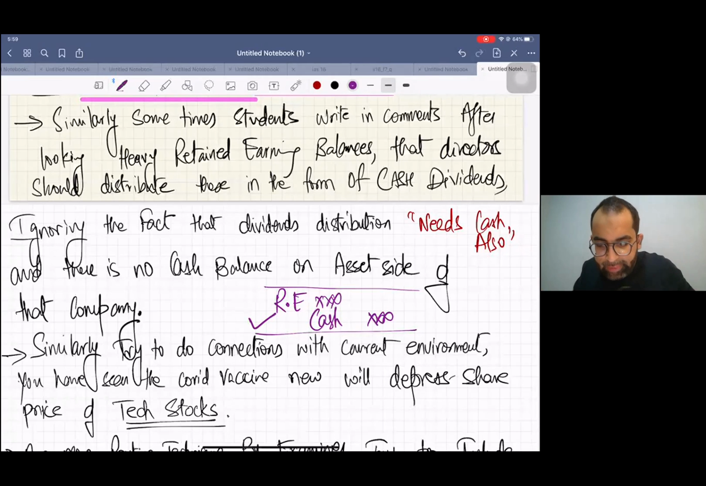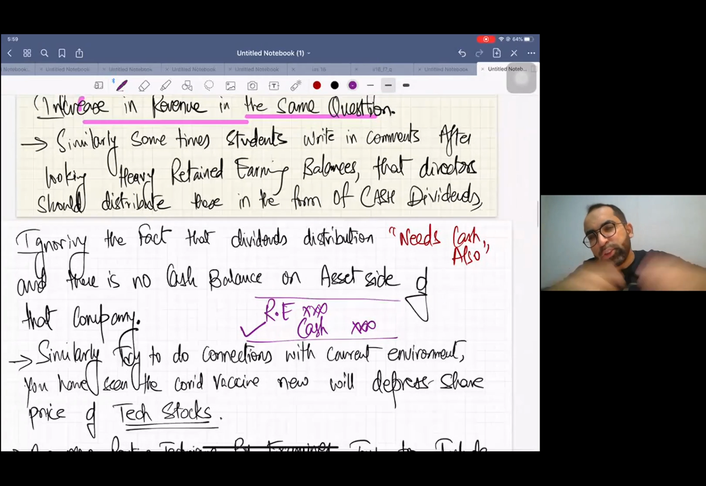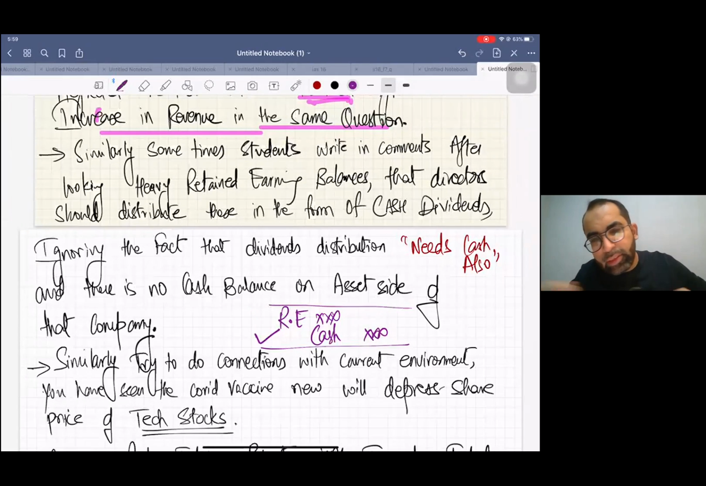Just think, in the question you wrote the commentary that directors should distribute these retained earning in the form of cash dividend without looking at the cash balance. Not getting? My dear student, the company does not have cash in the balance sheet. Let us say there is bank overdraft. So how will you give cash dividend? So this is the double entry: debit retained earning, and credit cash also. Cash is also included.